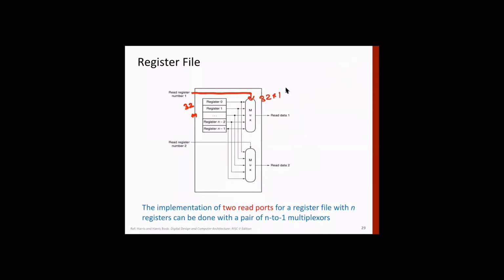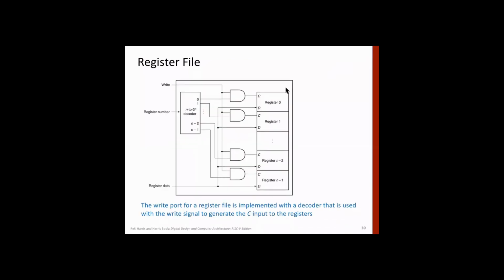Okay, and then we can get the data output based on which register we are reading. We have 32 registers, so we need 5 bits, and the 5 bits will come here. Similarly, 5 bits will come to the second mux to select the output from the second register. This is the implementation of two read ports for a register file with n registers, and n in our case is 32.